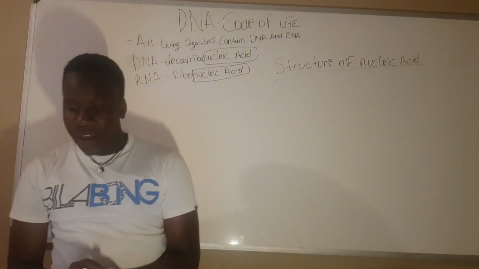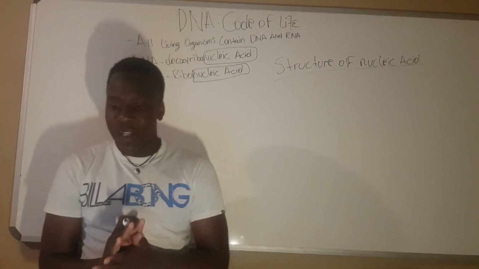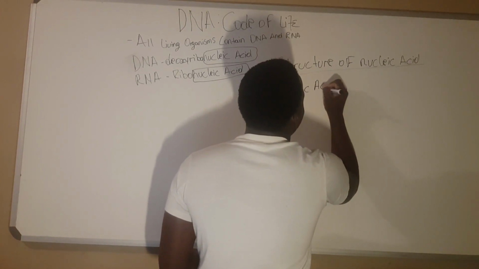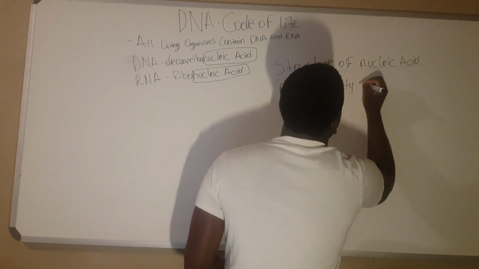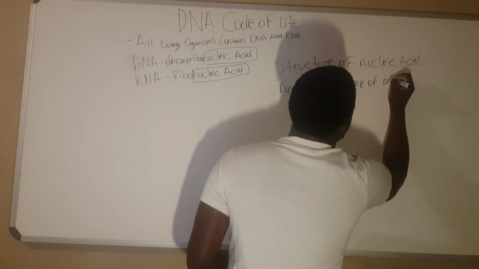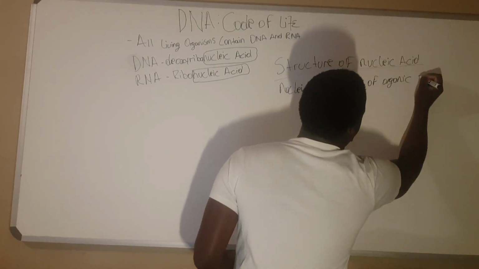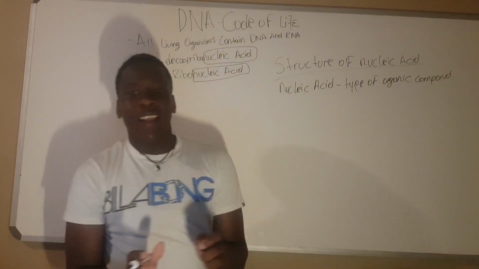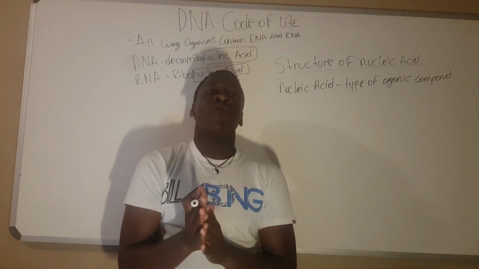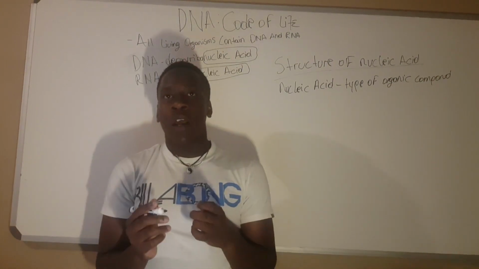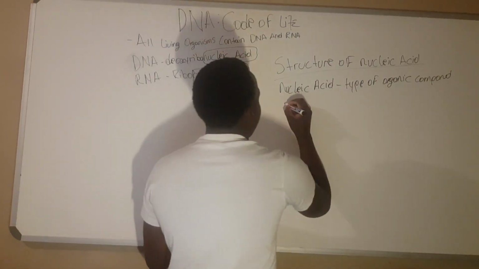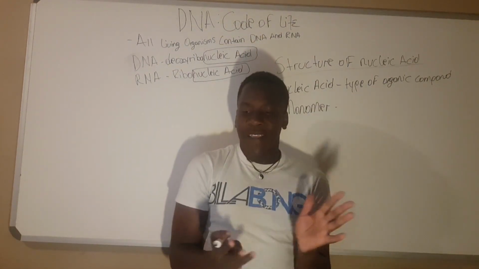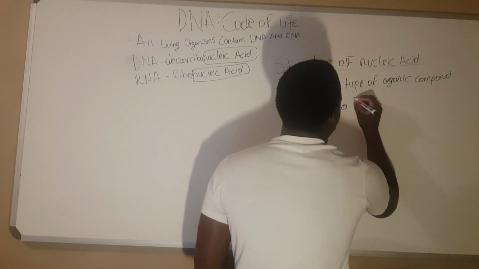With the nucleic acid, we first need to know the definition. A nucleic acid is a type of organic compound. Within the nucleic acid, we have what we call a monomer. Basically, a monomer is a building block. It's just a simple building block that can be a building block to anything. Any single thing, a monomer is just a building block.